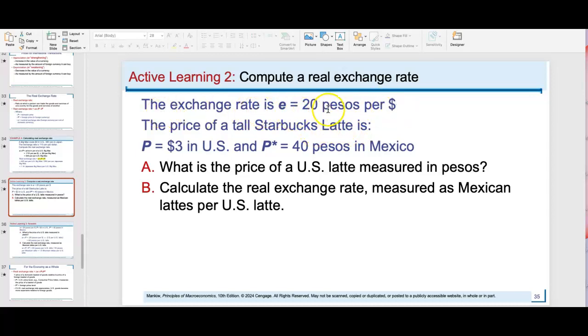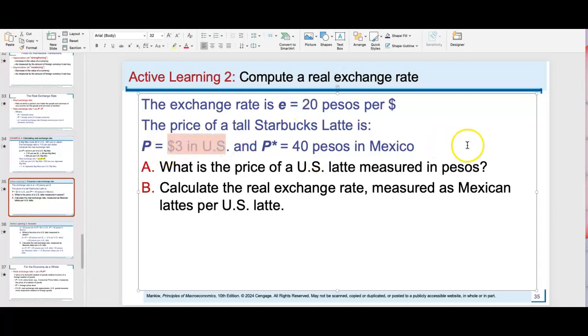So if the exchange rate is 20 pesos per dollar, so we're doing pesos, the price of a tall Starbucks latte is $3 in the US, 40 pesos in Mexico, right? What is the price of a US latte measured in pesos? So we're doing the same thing. We're multiplying that 20 pesos by the 3 US dollars. We know that, and we can say it's 60 pesos.